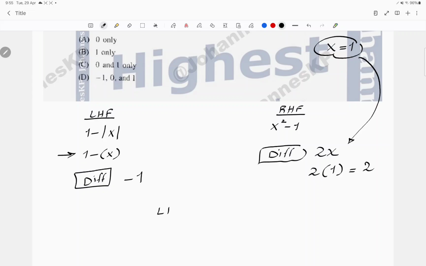So since my left hand derivative is not the same as my right hand derivative, my function is not differentiable at x of 1. So that means my function is not differentiable at x of 1 and also at x of 0 from previously. The answer is going to be choice C.